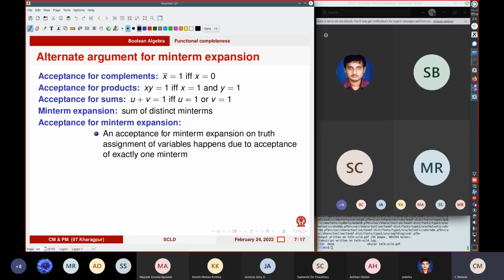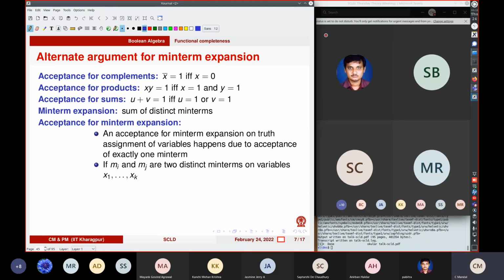All right, so acceptance of a min term. The important thing is that acceptance of a min term is due to acceptance of exactly one min term. Exactly one min term can be true. It's not difficult to see that, but we'll just see how we can show that.